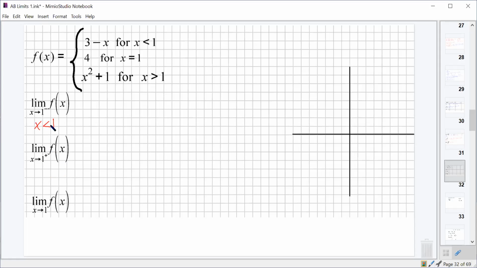So as we approach 1 from the left-hand side, which piece of this function are we going to be using? 3 minus x. So this is the limit as x approaches 1 from the left of 3 minus x. And, well, what is that? It's just 3 minus 1, right?